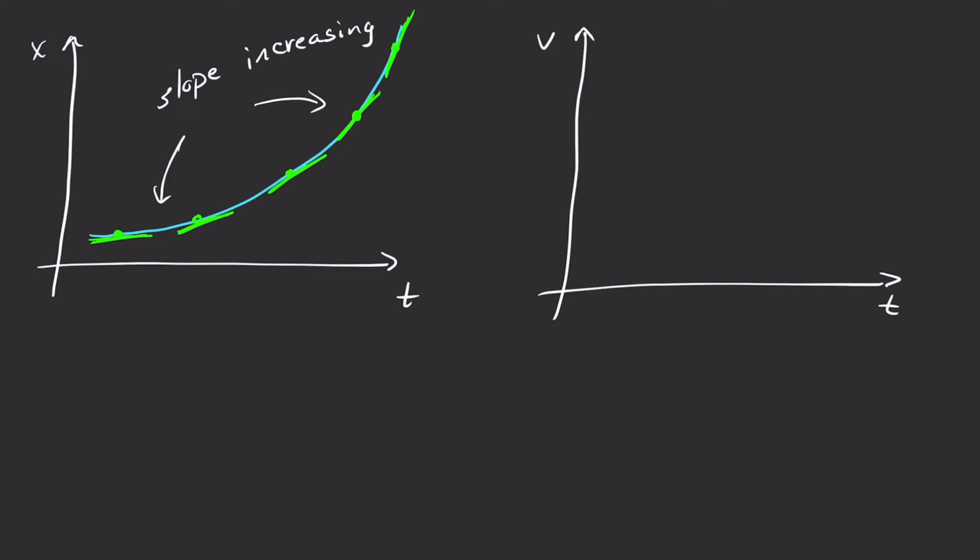So down here, close to 0, the slope is really close to 0. So that must mean our velocity is close to 0, pretty small. And then since the slope is increasing, the velocity must also be increasing. Okay, so the velocity is increasing.